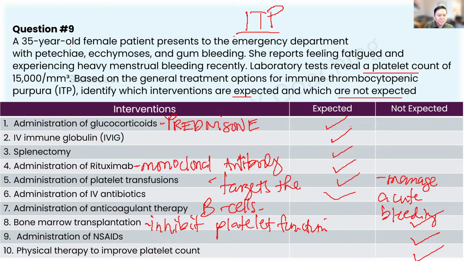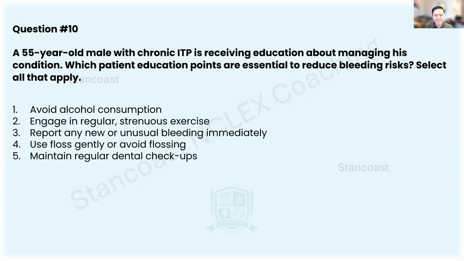Okay. So we have the following answers for the expected: administer glucocorticoids, IV immunoglobulin, splenectomy, administration of rituximab, administration of platelets, and administration of antibiotics, especially if there is that H. pylori. That's the last one. However, the rest of the answers are going to be assigned under not expected. Let's move forward to the next item here, number 10.